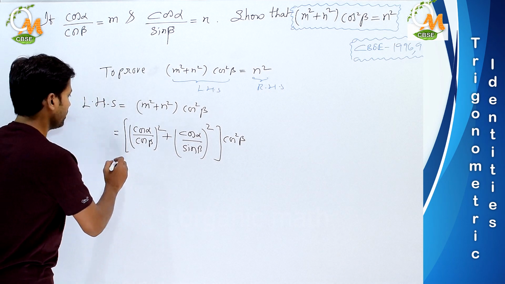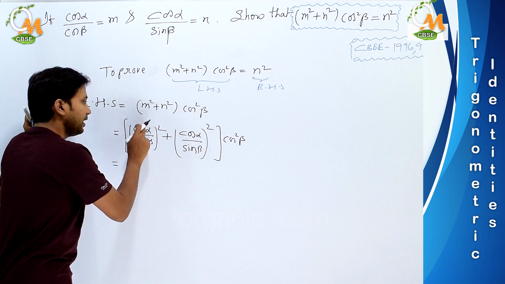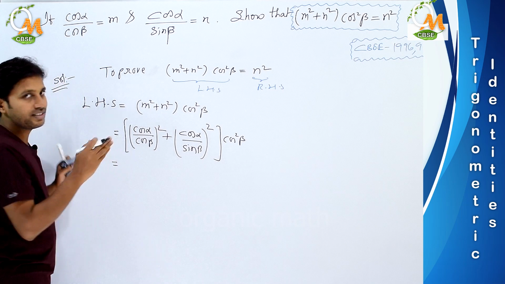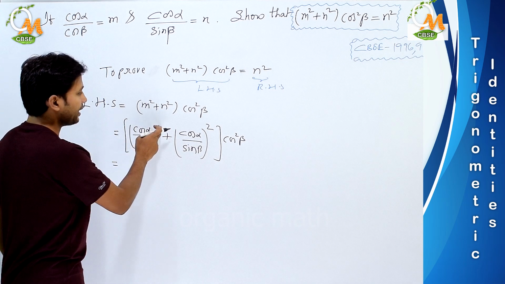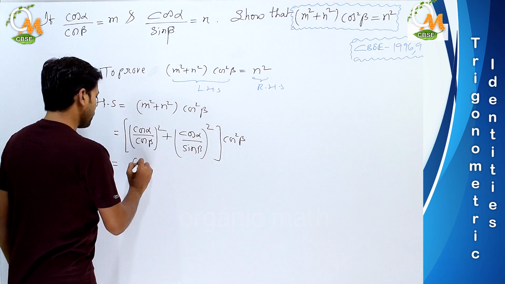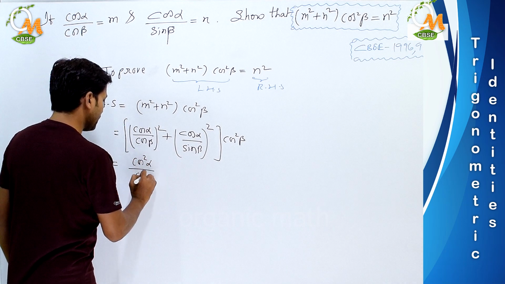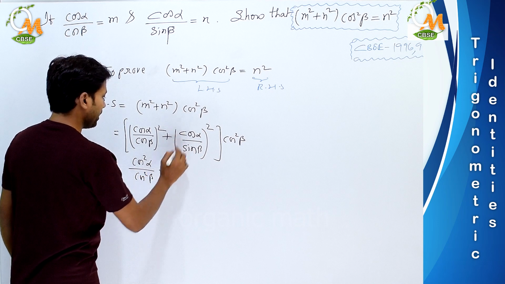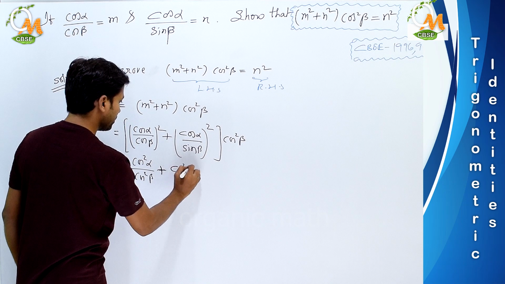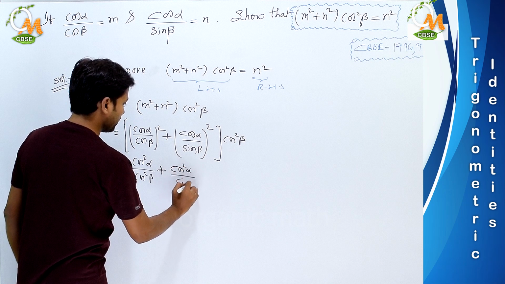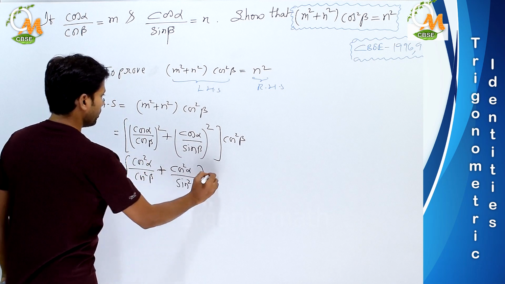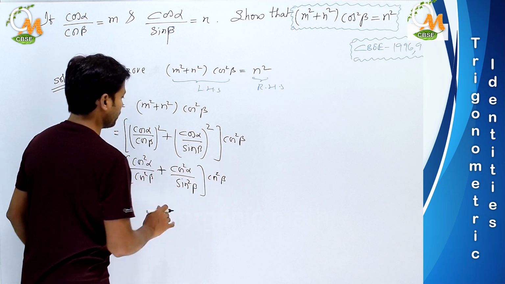So let us simplify this. A by b whole power m can be written as a to the power of m by b to the power of m, or else generally we can say that we can write down the square for every term. Just see, cos square alpha by cos square beta. Similarly, this is cos square alpha by sin square beta, and cos square beta outside.